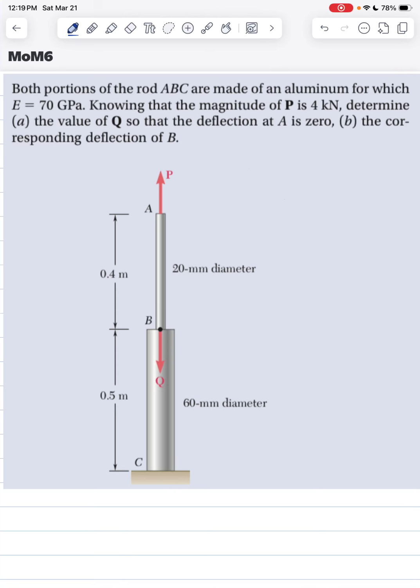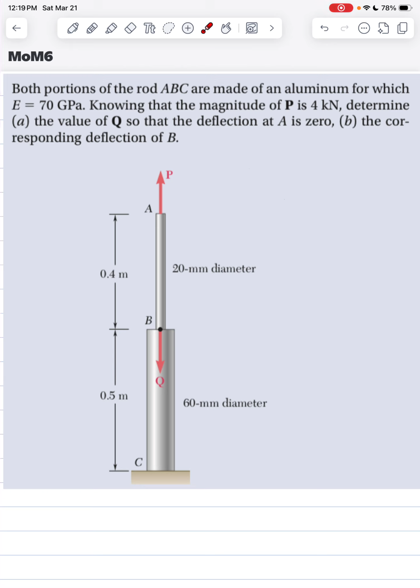In this problem solving session, we'll be solving a problem from chapter 2, which is stress and strain, axial loading. In this problem, both portions of the rod ABC are made of aluminum. This is a rod that has two sections: AB has a smaller diameter compared to section BC, but BC is longer than AB. Both sections are made of aluminum, for which E equals 70 gigapascal. E here is the modulus of elasticity, or the Young's modulus.